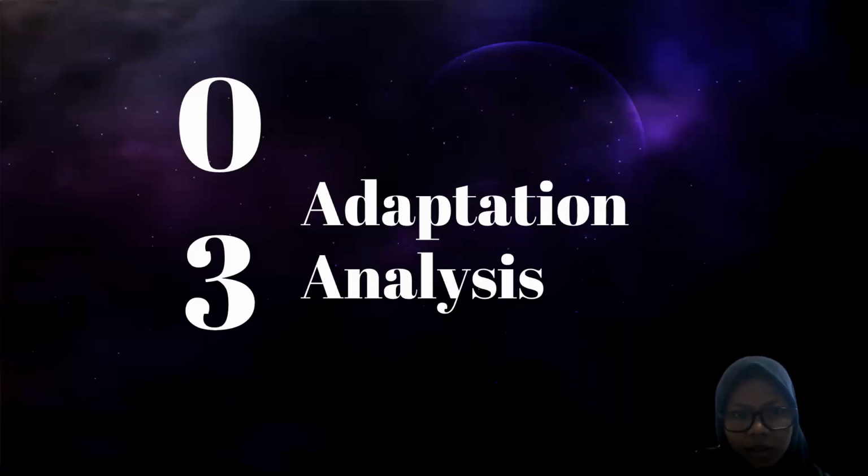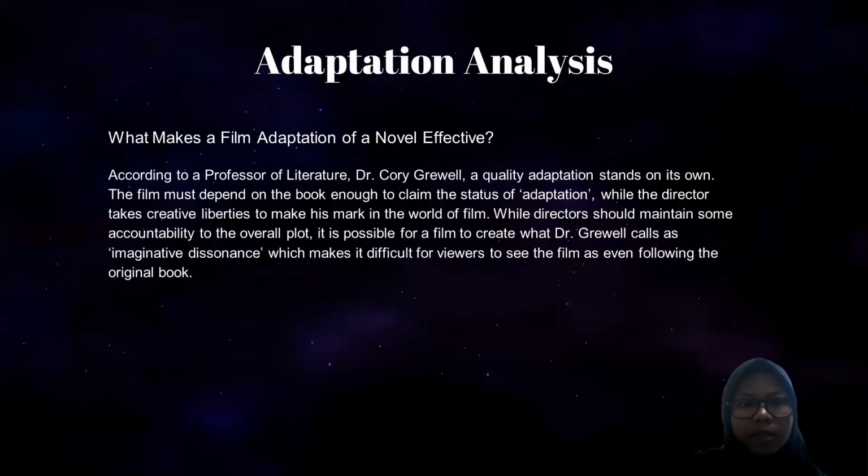So after having the contrast and the comparison between the novel and the movie adaptation, we move on to some questions. The first question is, what makes a film adaptation of a novel effective? According to a professor of literature, Dr. Corey Gruel, a quality adaptation stands on its own. The film must honor the book enough to claim the status of adaptation, while the director takes creative liberties to make his mark in the world of film. While directors should maintain some accountability to the overall plot, it is possible for a film to create what Dr. Gruel calls imaginative dissonance, which makes it difficult for viewers to see the film as even following the original book.